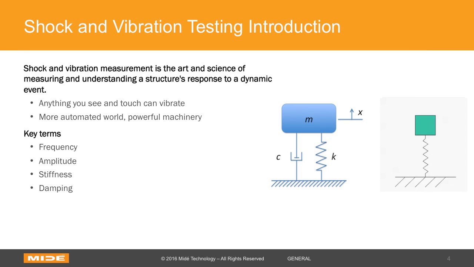Some key terms we'll talk about throughout the slideshow are frequency, which is the rate at which something is oscillating; amplitude, which is the level of oscillation; stiffness, which would be your spring stiffness and defines your elasticity; and damping, which is often expressed using the Q quality factor, equal to 1/2 of the damping ratio. So now we've got those things out of the way, let's get into some good stuff.